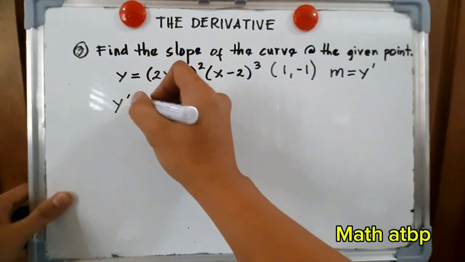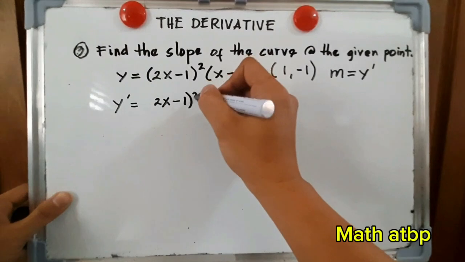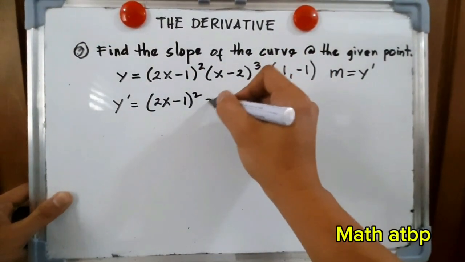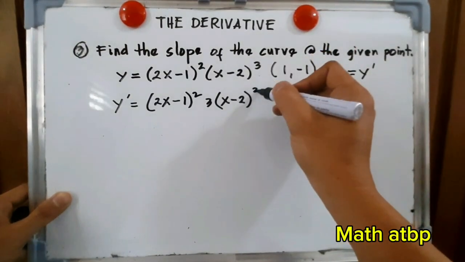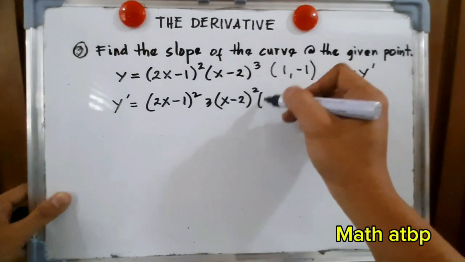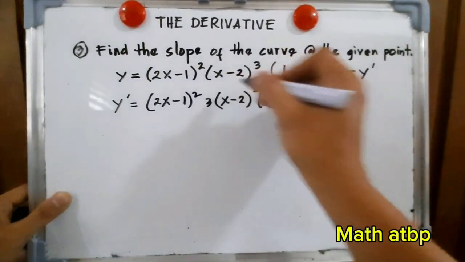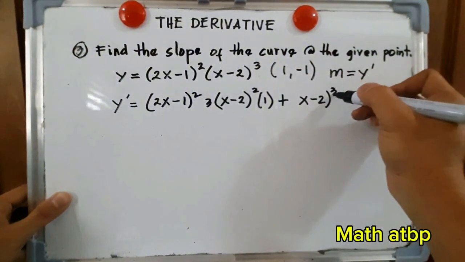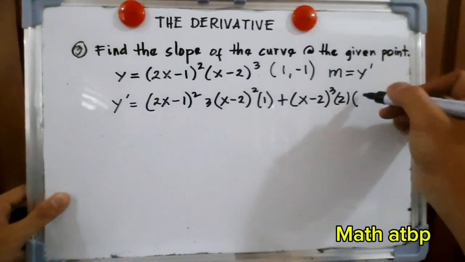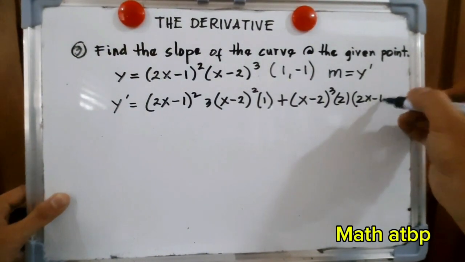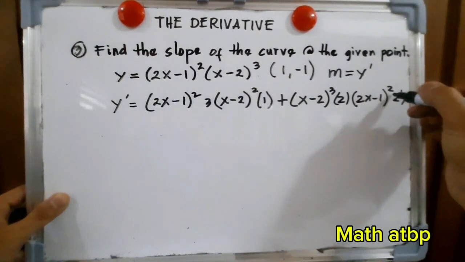y prime now is equal to this times the derivative of this. 2x minus 1 closed quantity squared, and then the derivative of this, which is 3 times x minus 2, 3 minus 1 is 2, and the derivative of x minus 2 is 1. Plus, x minus 2 raised to the third power times the derivative of this, which is 2 times 2x minus 1 closed quantity squared times the derivative of 2x minus 1, which is 2.